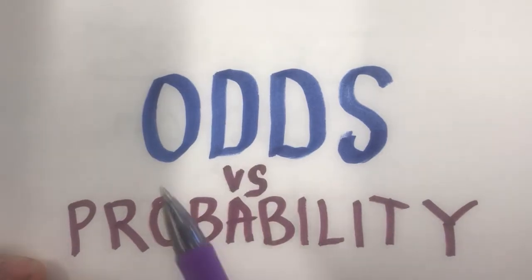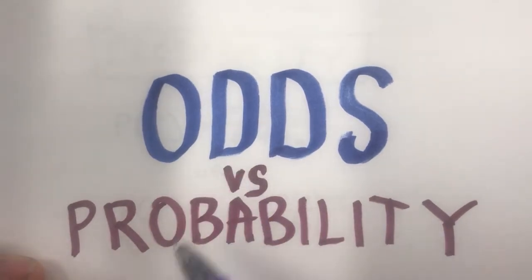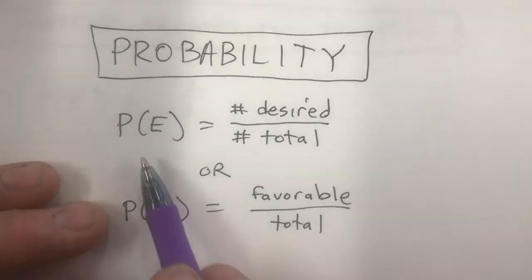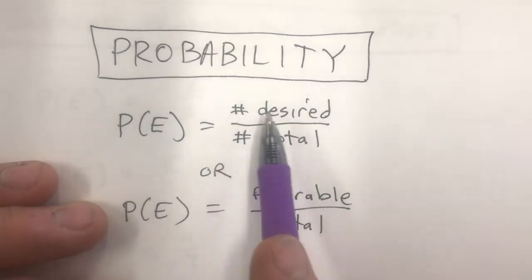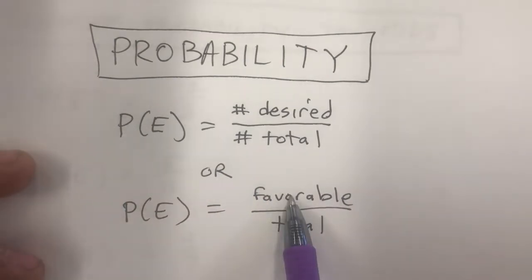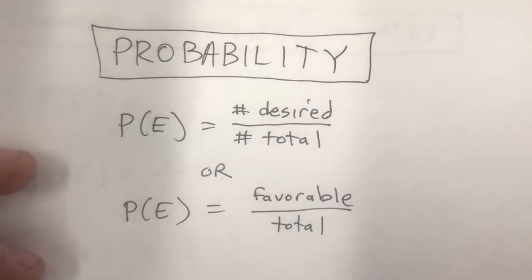All right, today we're looking at odds versus probability. These are similar, but a little bit different. Odds versus probabilities. All right, the probability of an event is the number desired divided by the total number, or what's favorable versus the total.